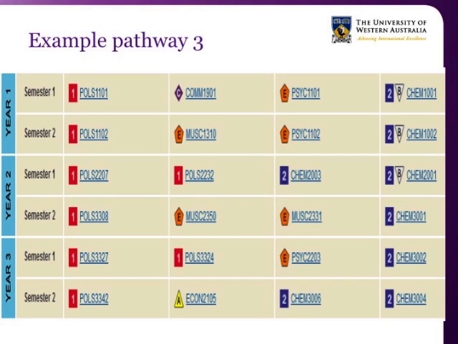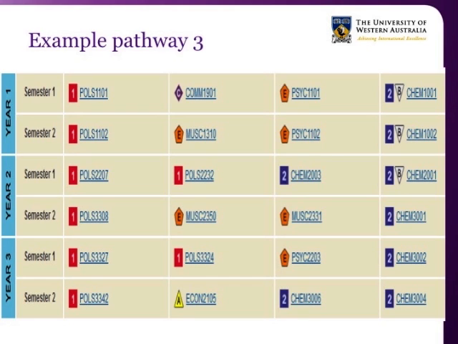In the second semester of their second year, they completed a Level 3 Politics unit, 2 Level 2 Music units, and a Level 3 Chemistry unit. In their final year, the first semester, they completed 2 Level 3 Politics units, a Level 2 Psychology unit, and a Level 3 Chemistry unit. In their final semester, they completed 1 Level 3 Politics unit, a Level 2 Economics unit, which is a Category A broadening unit, and 2 Level 3 Chemistry units to finish their chemistry major.